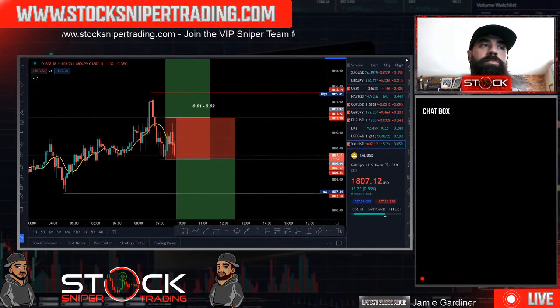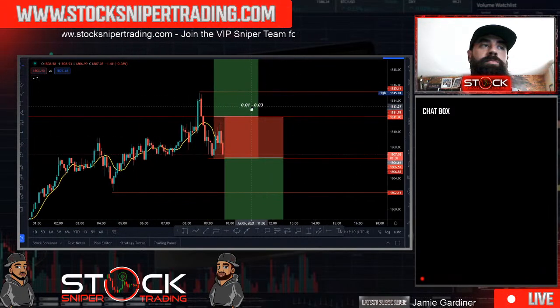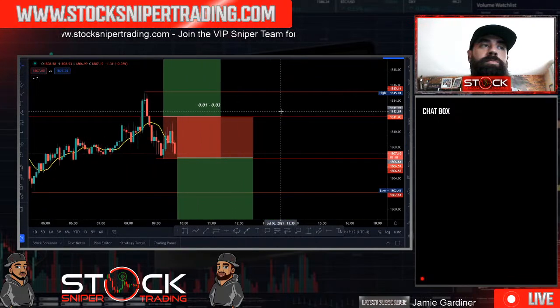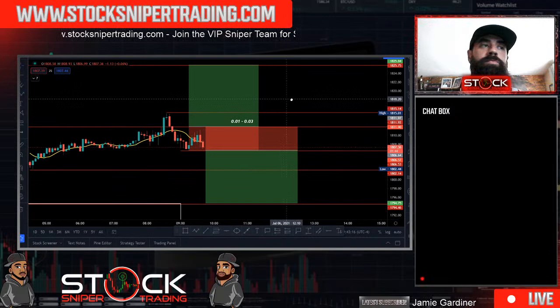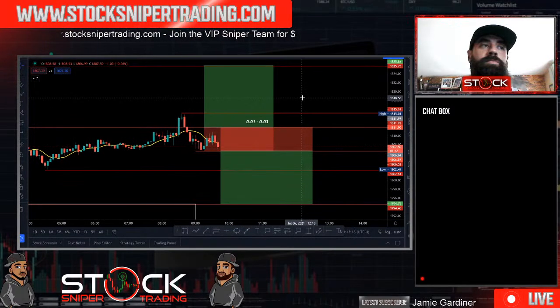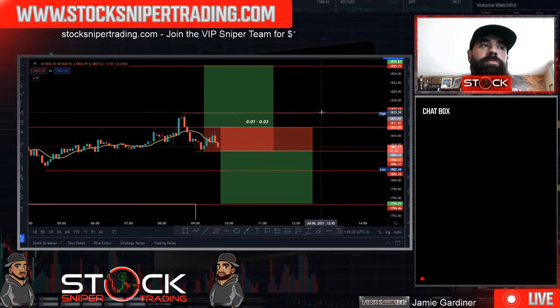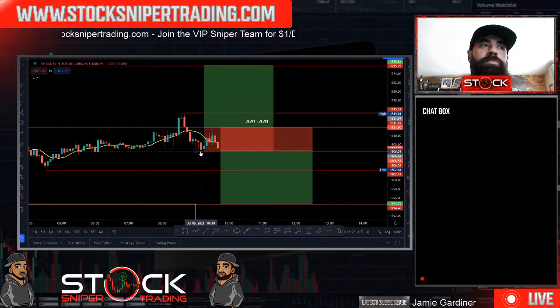All right, guys, so as you can tell, we're kind of getting rejected at that 1811 area, okay? But we're still finding some support. This could form a double top or double bottom, okay? Either, sorry, it could form a double bottom more so from what I'm seeing right now.